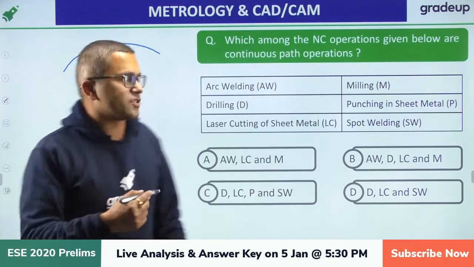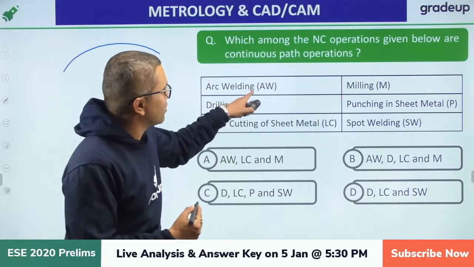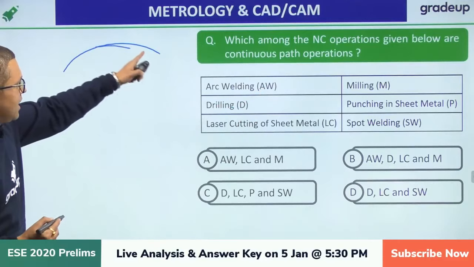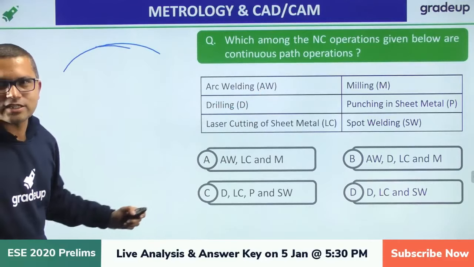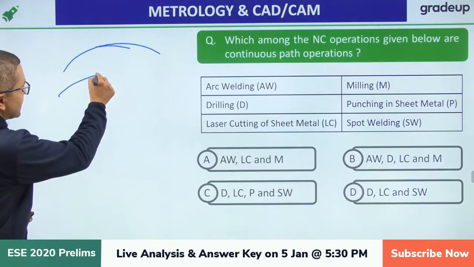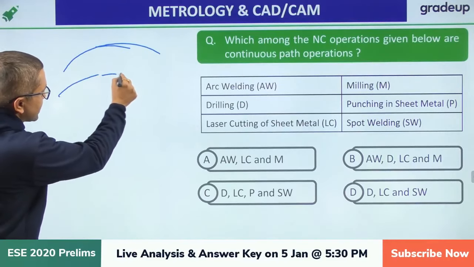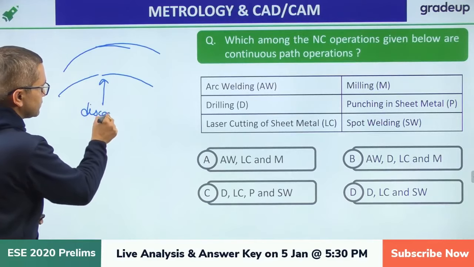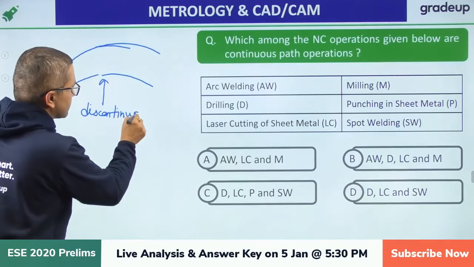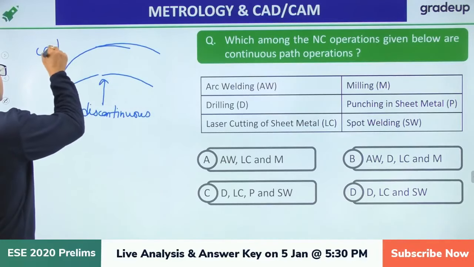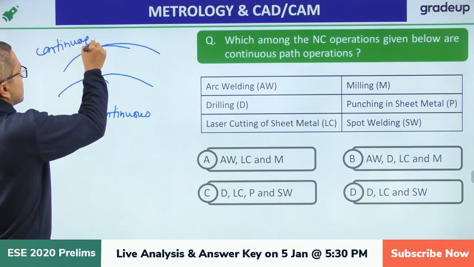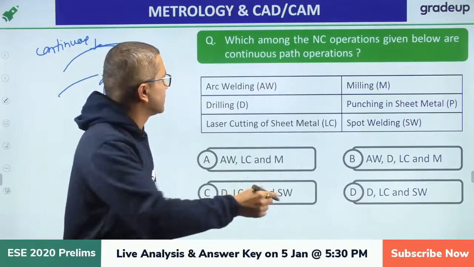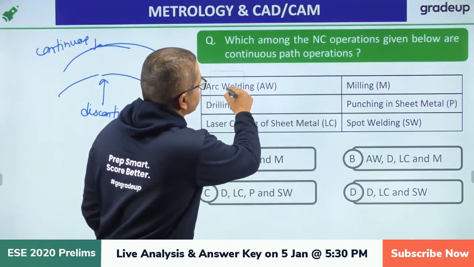Okay. So arc welding, is it a continuous process? I made an arc to you that you said is continuous, and if I do something like this and lift it, then make it, then it's a discontinuous process, right? This is continuous. So arc welding, is it continuous? It is continuous.